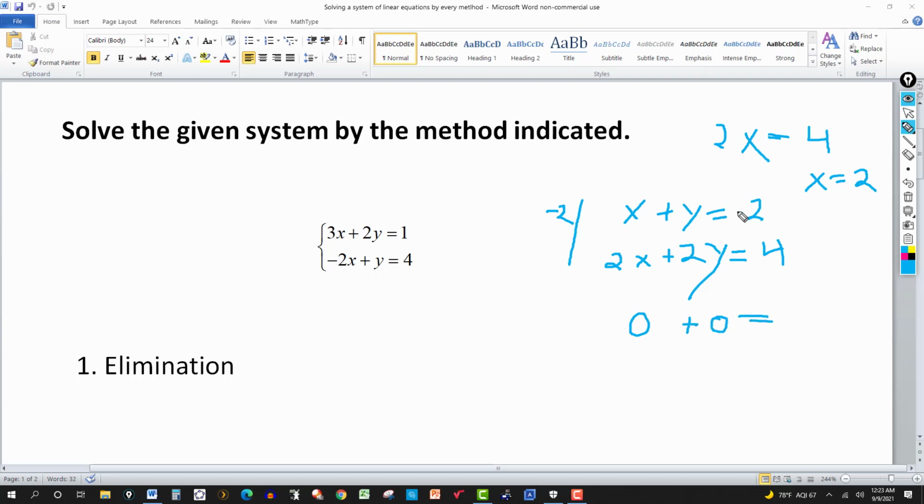And then minus 2 times 2 is minus 4, and 4 is 0. Now in this case I don't get a contradiction. I get a true statement. But I don't know what x and y is, because they canceled. So when you get a situation like this, it's simply telling you that the lines coincide. So you have an infinite solution set.